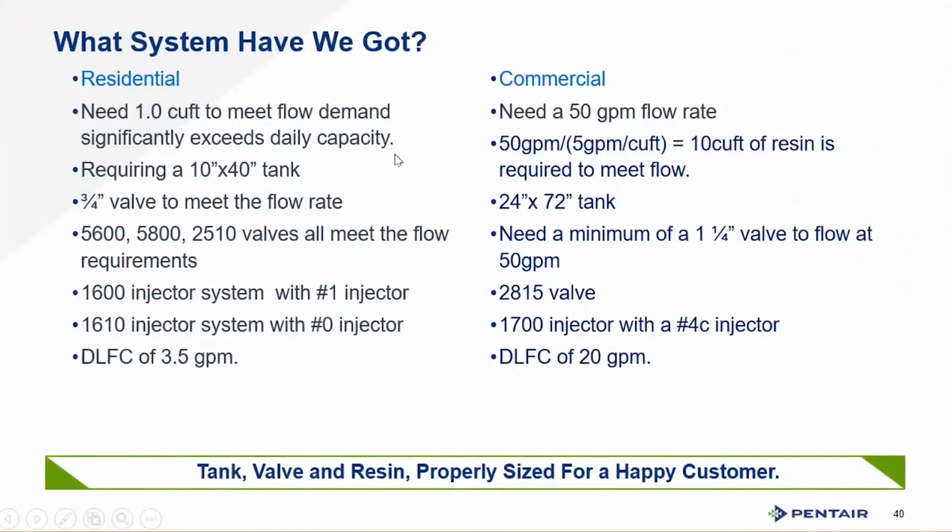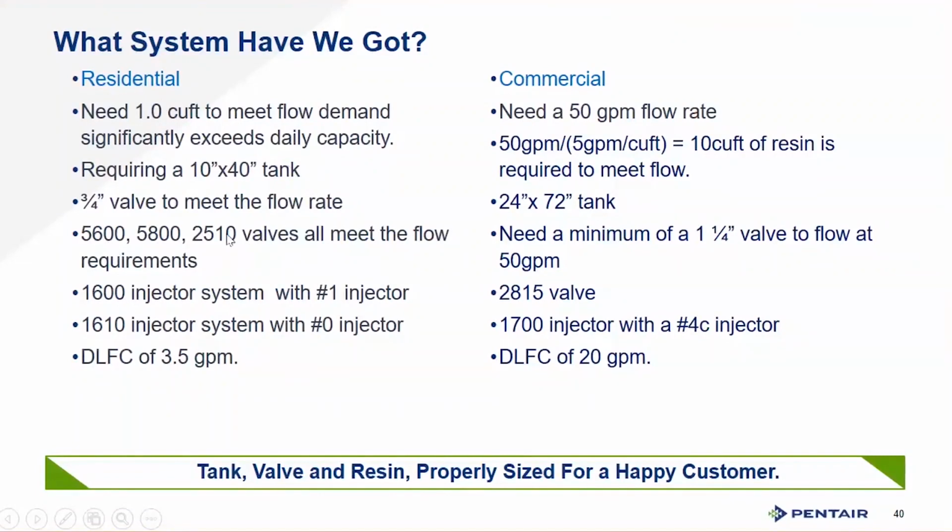Residential. Need 1 cubic foot to meet the flow demand. Flow demand significantly exceeds daily capacity here. We're going to require a 10 by 40 inch tank to put that cubic foot in, a 3/4 inch valve to meet that flow rate. That means we can use a 5600, a 5800, or a 2510 valve that all meet the flow requirements of the tank design and resin.